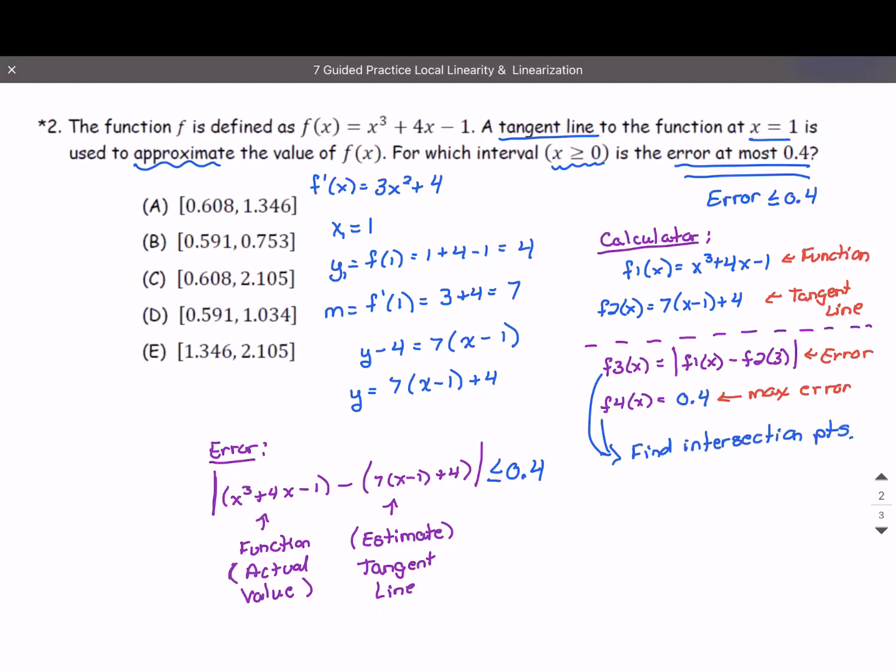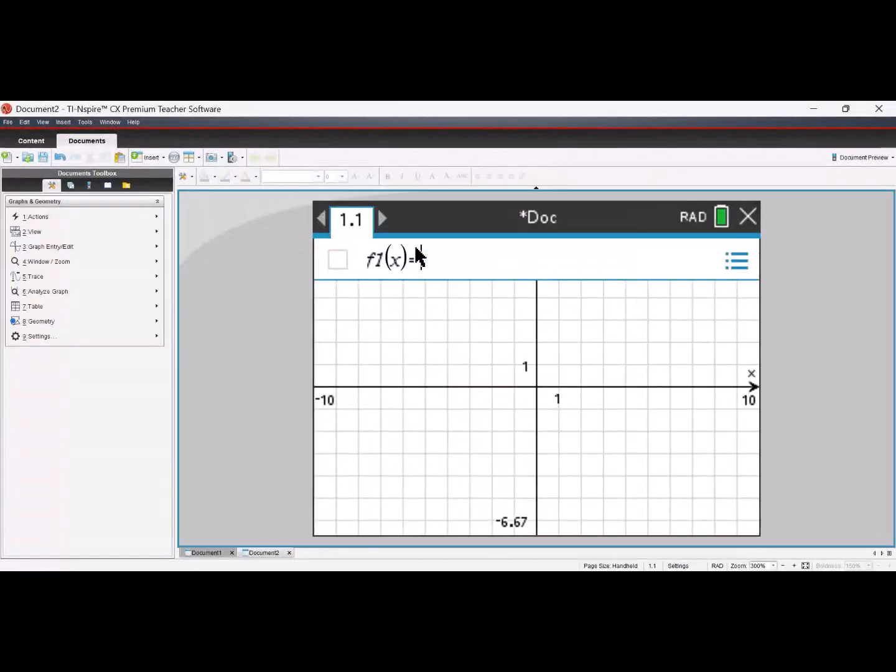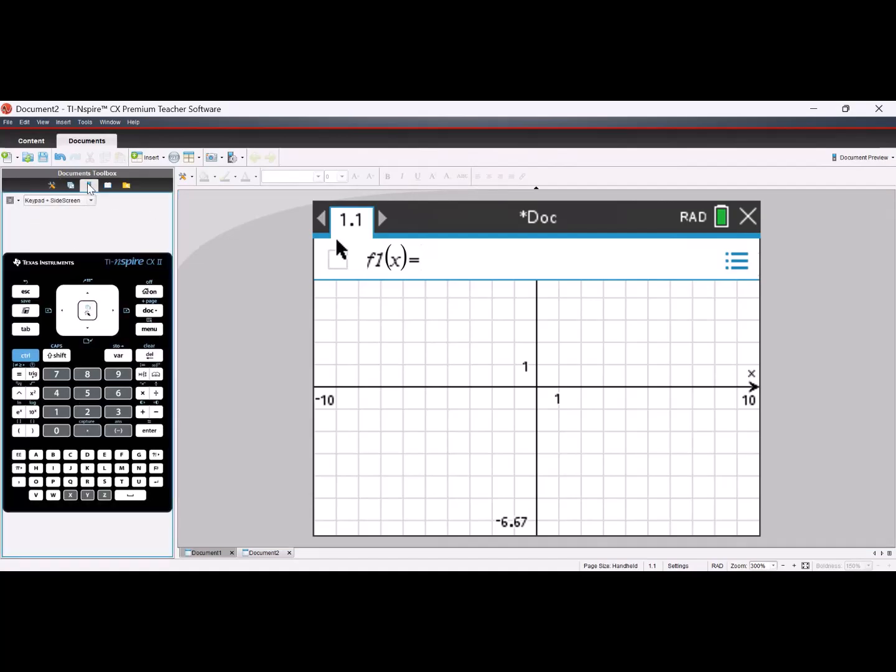So let's go to our calculators. So we're going to open a graph page. Let me get my calculator over here. In f1, we said we're putting the original function, which is x raised to the third, get out of my exponent, plus 4x minus 1. I'm going to arrow down. Then in f2, we were putting our tangent line, which is 7 times the quantity, x minus 1, close the parentheses, plus 4, and I'll hit enter.